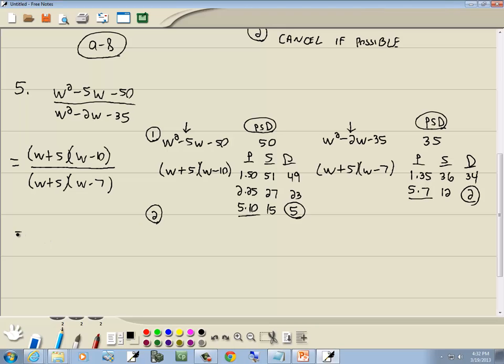Now step 2, cancel if possible. Well, I notice w plus 5's are the same, so I can cancel those. And I'm left with w minus 10 over w minus 7. Now I can't cancel the w's because it has to be multiplication. This is w minus 10. So this is just our answer right here.